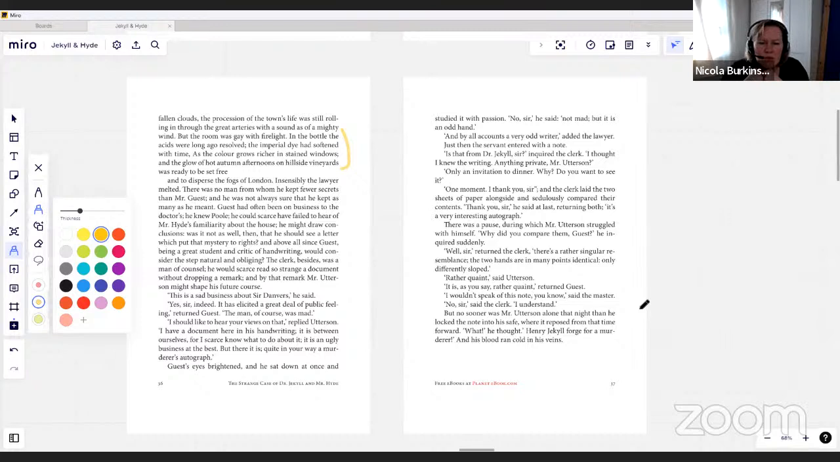No sooner was Mr. Utterson alone that night than he locked the note in his safe, where it reposed from that time forward. What, he thought, Henry Jekyll forged for a murderer, and his blood ran cold in his veins.